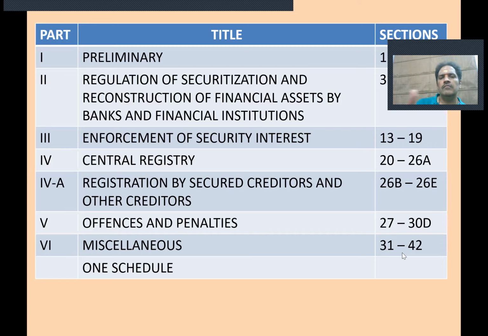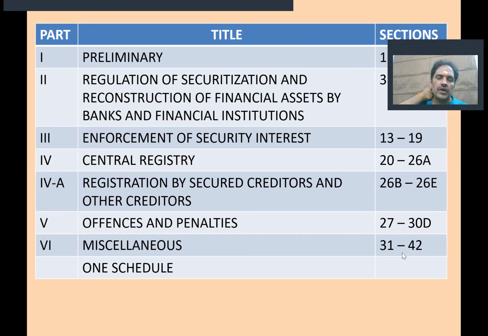Okay, so the basic scheme of the SARFAESI Act: the first chapter is preliminary. Then you have regulation of securitization and reconstruction of financial assets by banks and financial institutions. Under this, the mechanisms of securitization are also provided for: how do you go about it? Then creation of a securitization or asset reconstruction company and licensing by the Reserve Bank of India or registration. Then cancellation of registration, then the power to give directions relating to this. All this is contained in chapter 2.